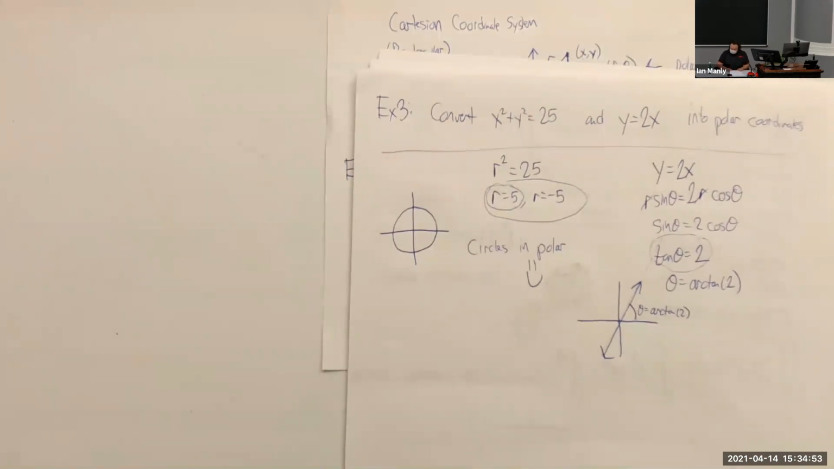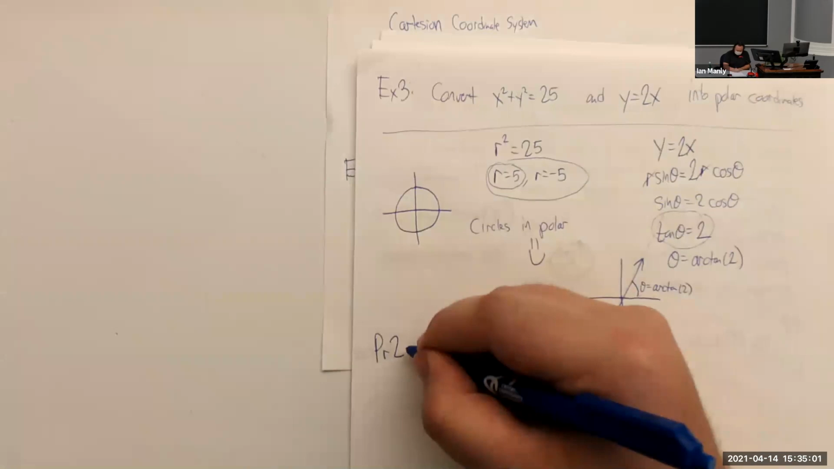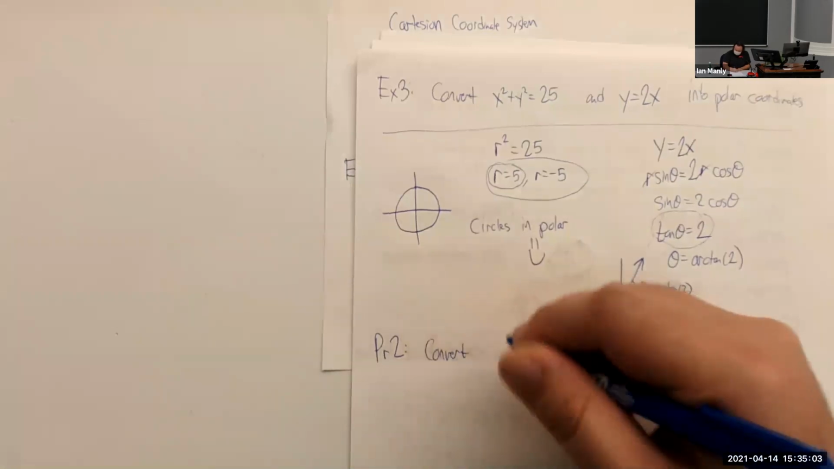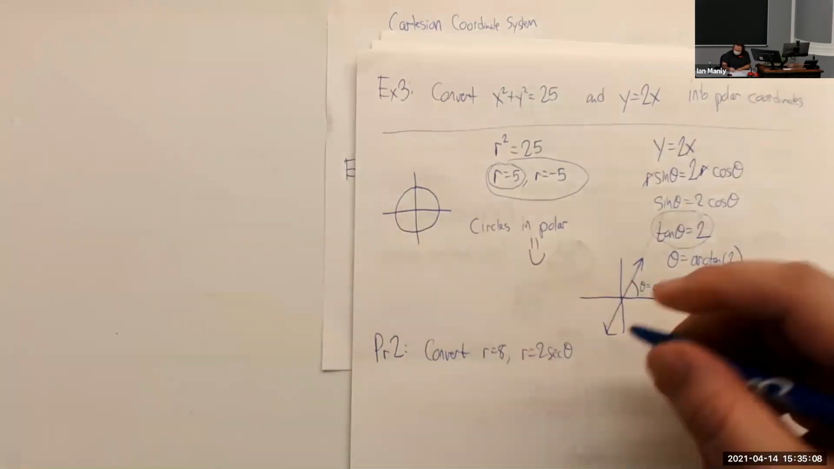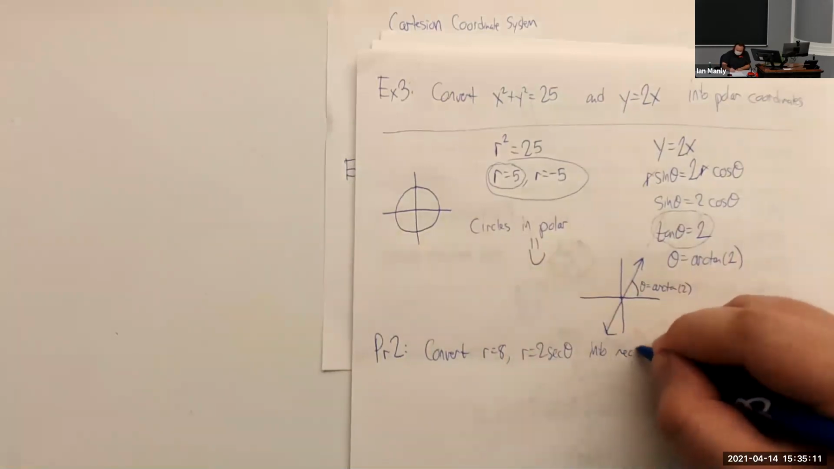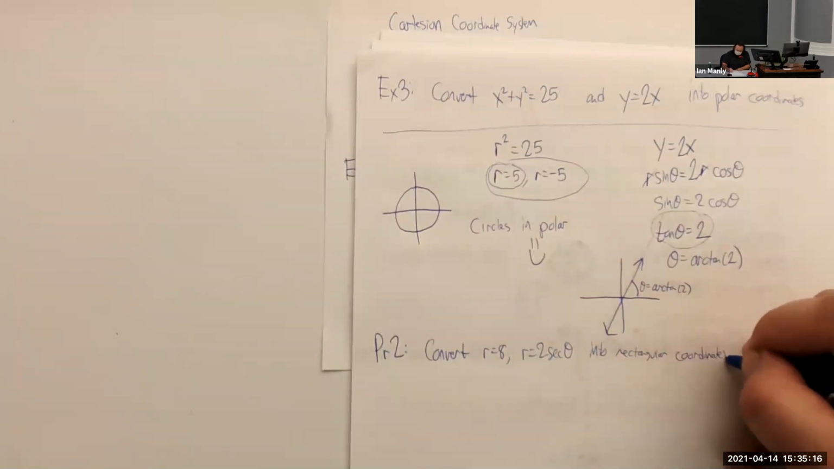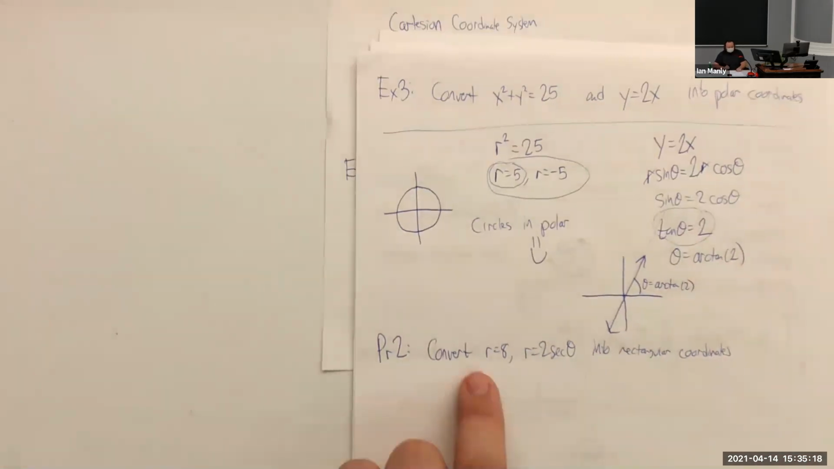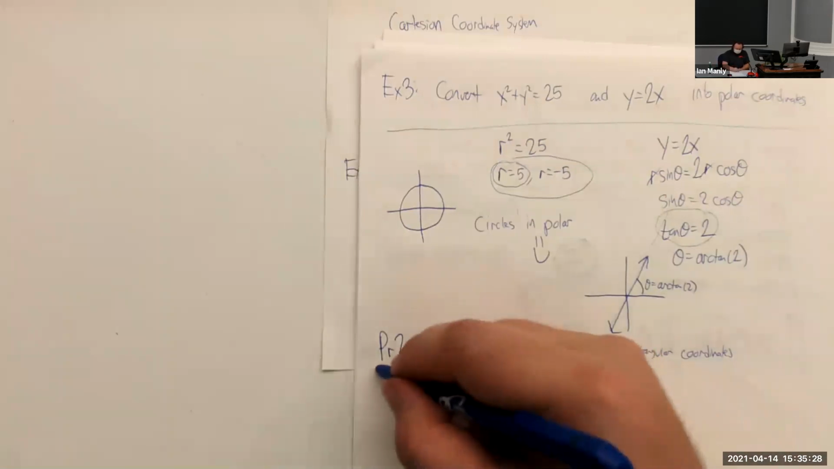All right. So let's see. Why don't you guys give this a shot now, except going the other way. So here's our second practice problem here. Convert r equals 8 and r equals 2 secant of theta into rectangular coordinates. Now, when I say convert into rectangular coordinates, I mean get rid of every single r or theta that shows up and replace them all with x's and or y's. That's our goal for this.